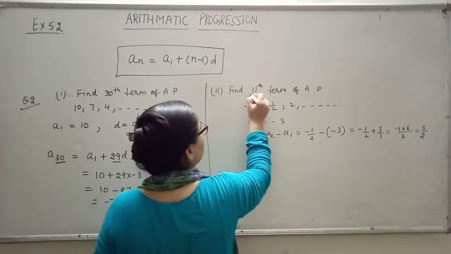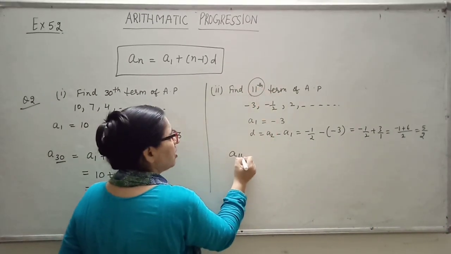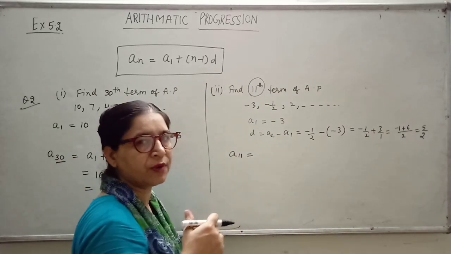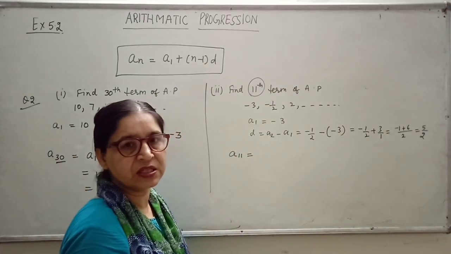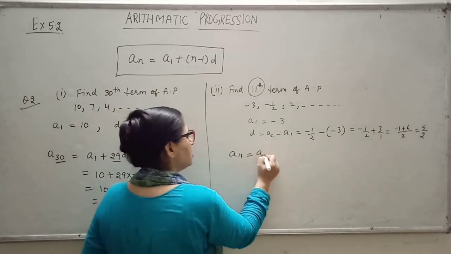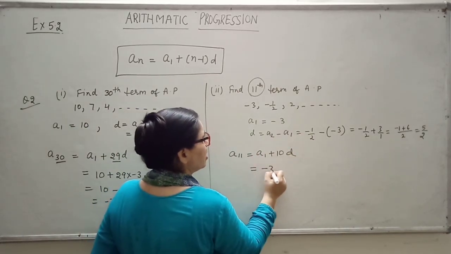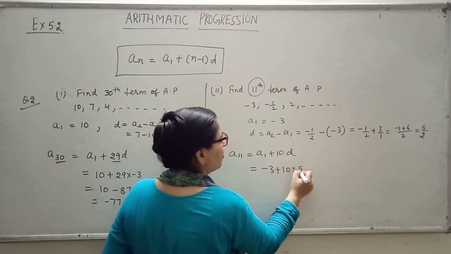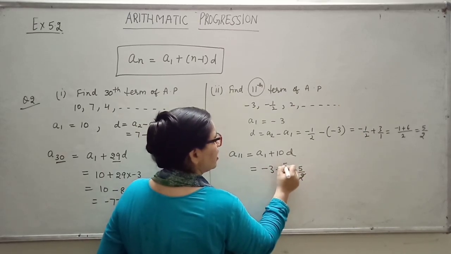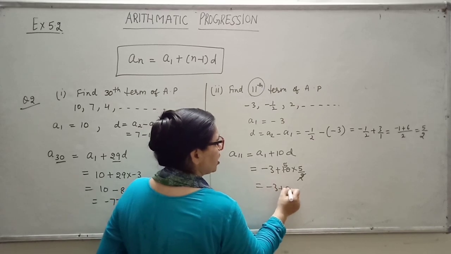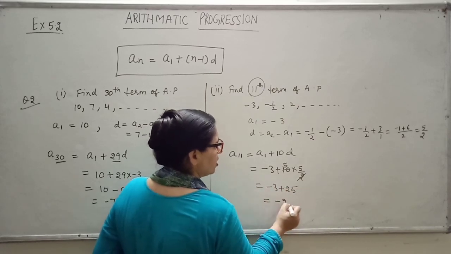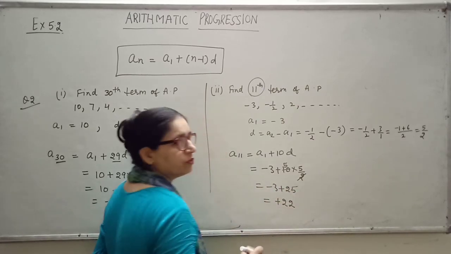Now you are to find out the 11th term. Tell me quickly, what will be the formula for the 11th term? a1 plus 10d. So this is a1 plus 10d. a1 is minus 3 plus 10. d will be 5 by 2. So 2 fives are 10. So this is minus 3 plus 25. This is minus 20. Sorry, plus 22.